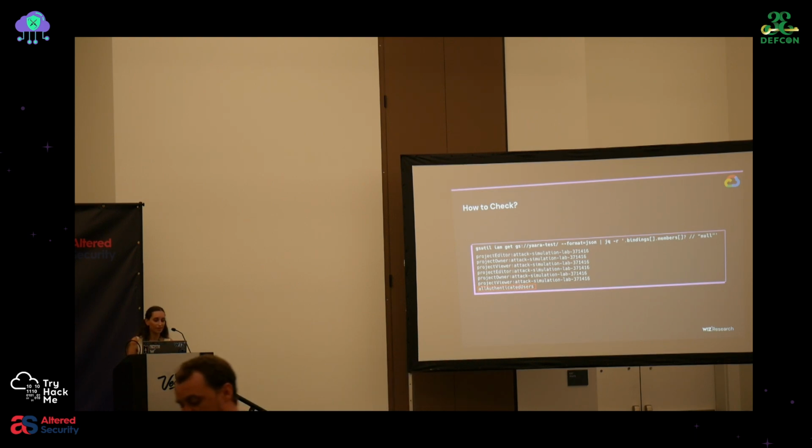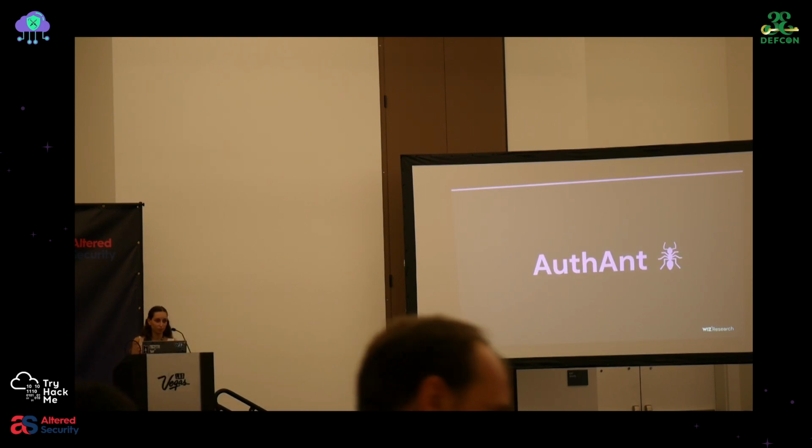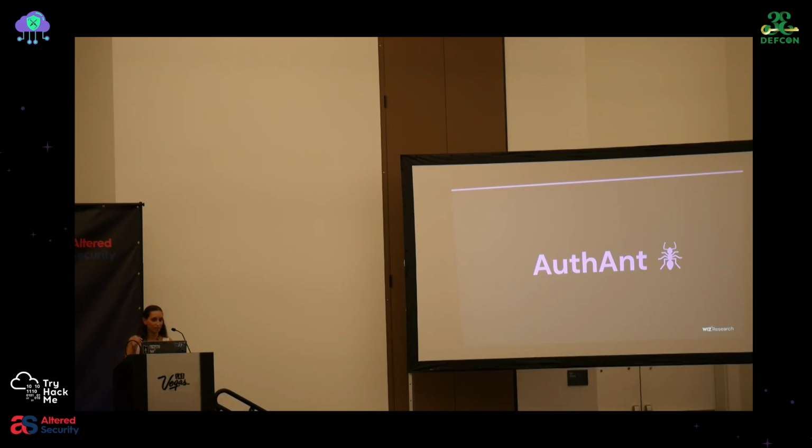So this is why we came up with Authent. Authent is an open source tool. We're releasing it today. I'll have the link for it and the QR code for the repo at the end of the presentation. Basically, it's a tool that can automatically scan all of the buckets that you have, either GCP or AWS, and see for yourself if any of them is misconfigured with the allAuthenticatedUsers policy.